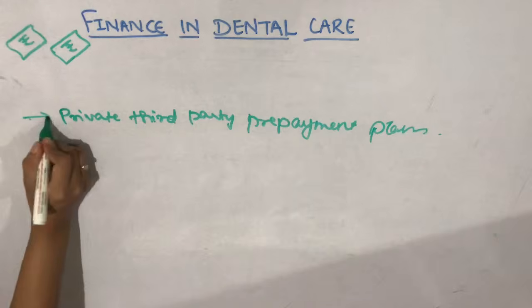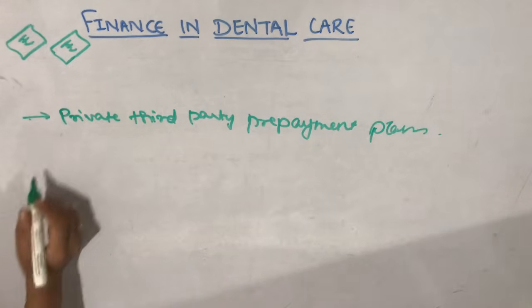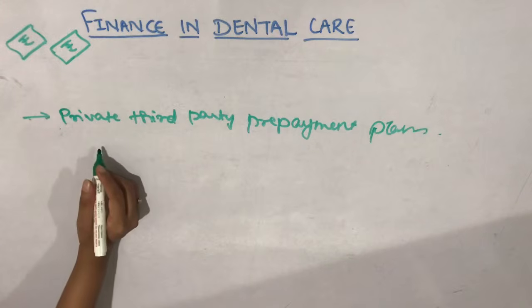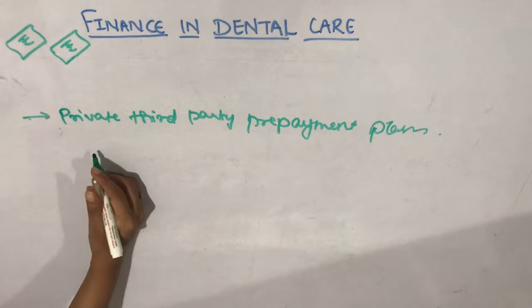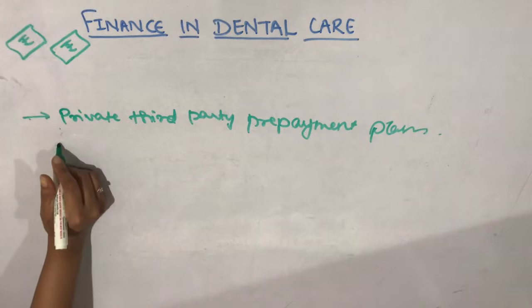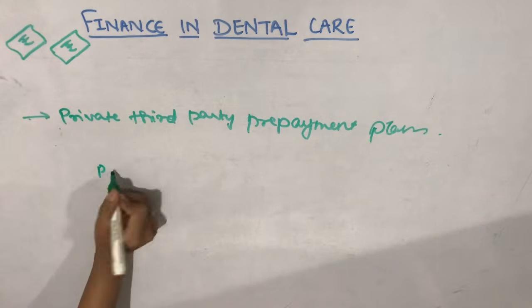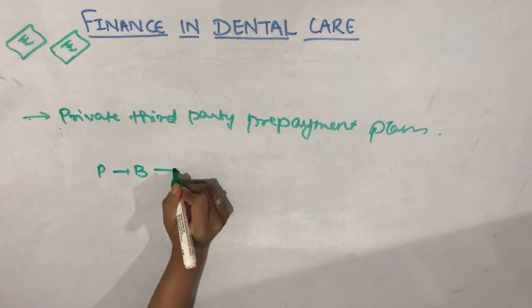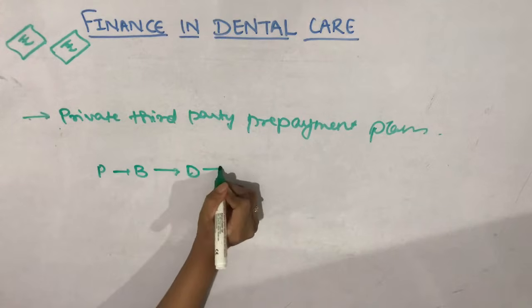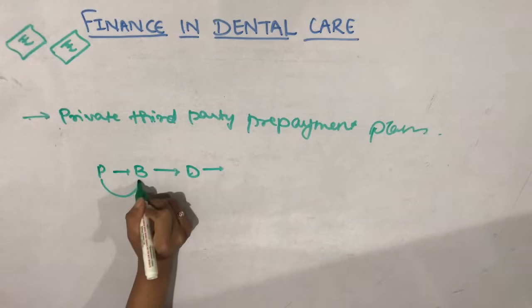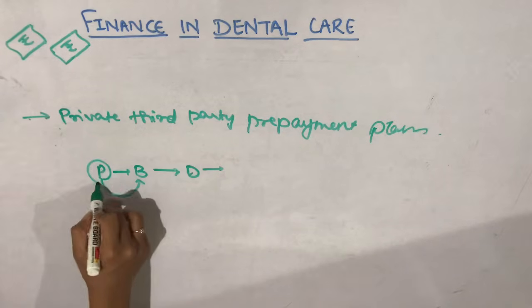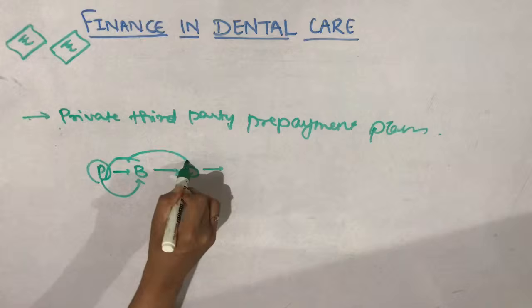Now what are private third party prepayment plans? Basically, it is defined as the payment for the services by some agency rather than directly by the beneficiary. In post payment plans, the patient used to take money from the bank and give it to the dentist, and after that he repays the bank.